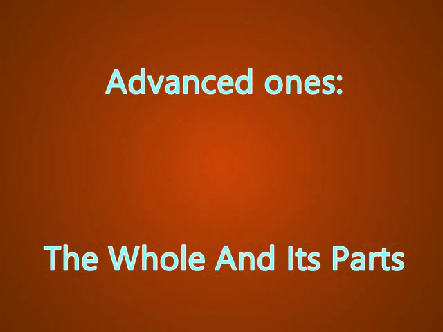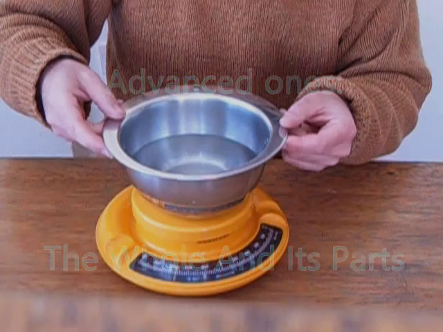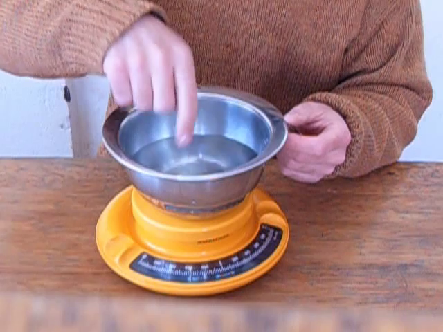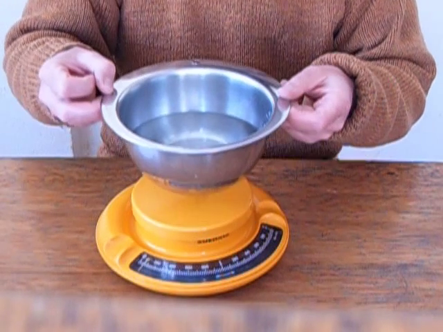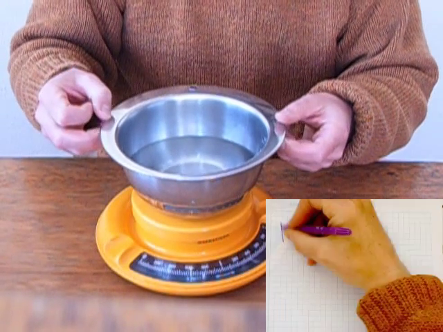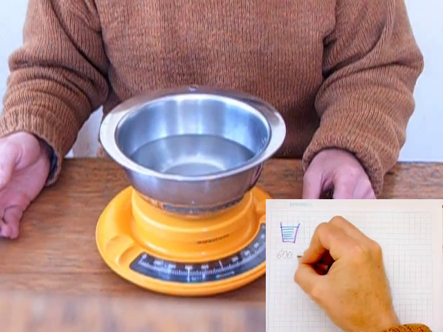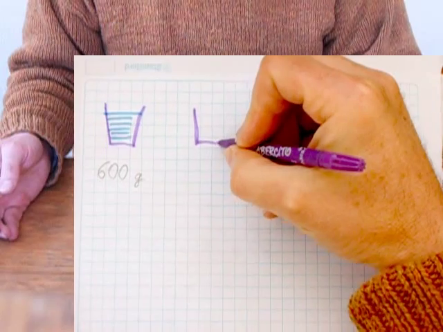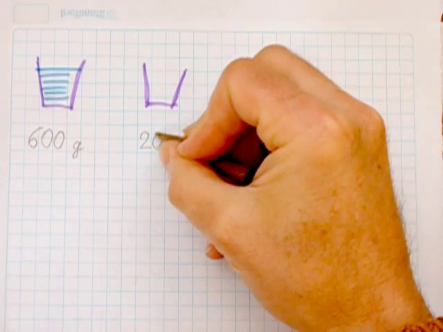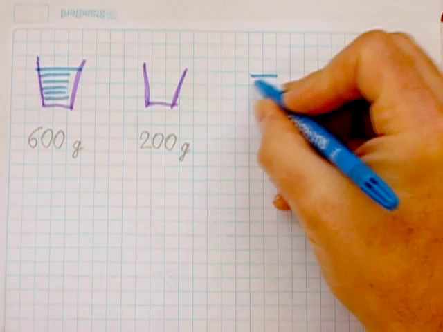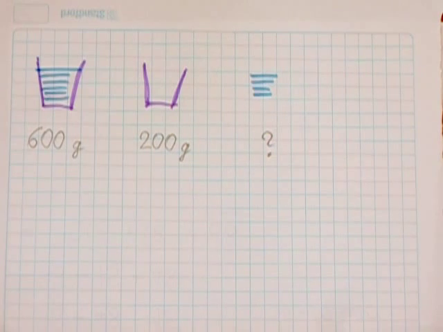For this kind of problems, we need to understand the principle of the whole and its parts. We have two parts, the bowl and the water. Together they form a whole, a bowl with water. We know the weight of the whole, 600 grams. And we know the weight of one part. The bowl alone weighs 200 grams. How do we find the other part?